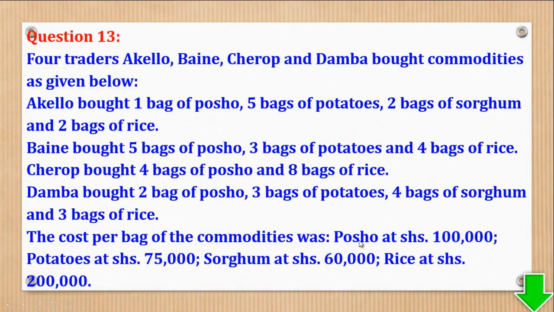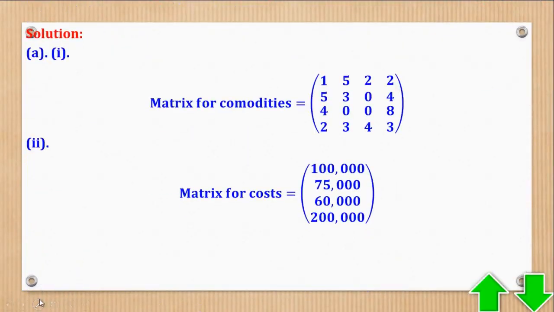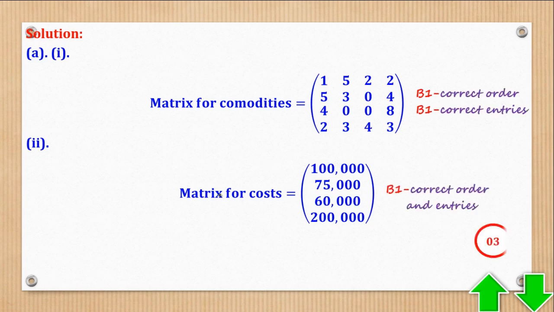so the price of posho, potatoes, sorghum, and rice. This was for posho, then potatoes, sorghum, and rice. So they should correspond, because this is also posho, potatoes, sorghum, and rice. So that in multiplying, you each multiply a correct entry. So here our interest was a correct order and correct entries. For Roman 1 and Roman 2, both have to be correct order and entry.